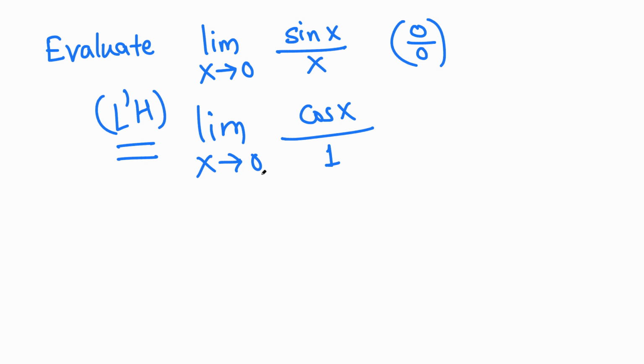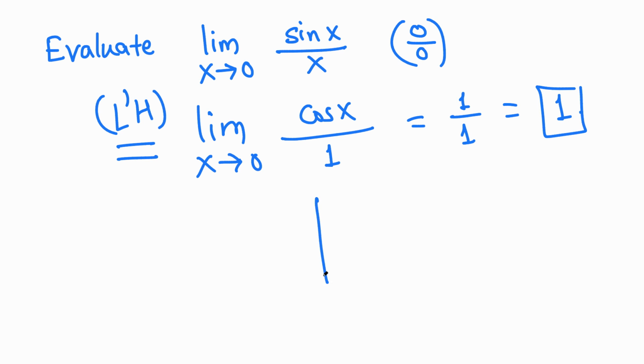Now let's plug in cosine 0, which is 1 over 1, which is 1. So that's the final answer. Sometimes we might again get 0 over 0. In that case, we have to apply L'Hopital's rule one more time, or as many times as we need. But here, cosine 0 is 1 over 1, so we don't have to. The final answer is 1.